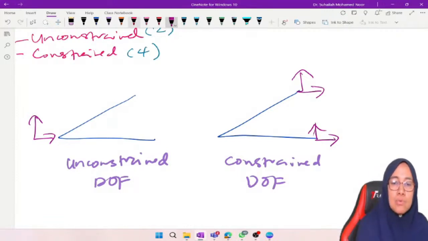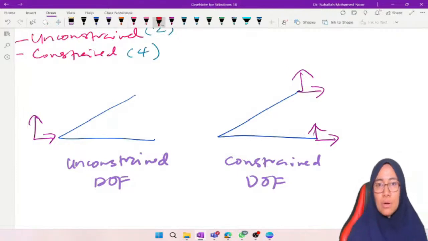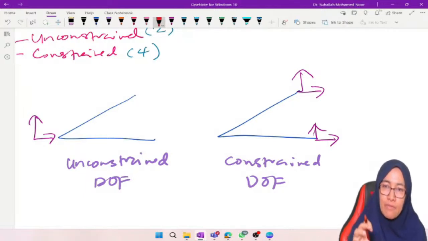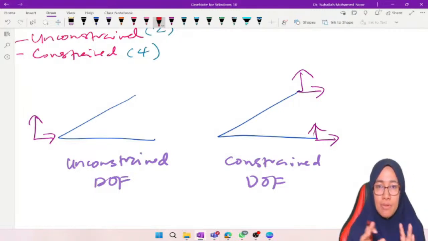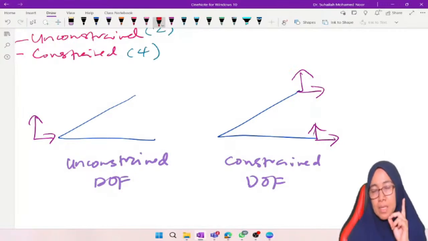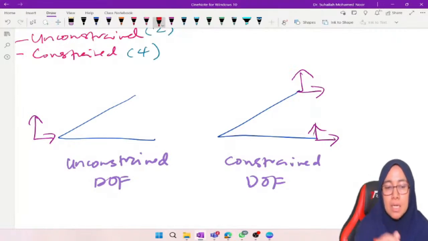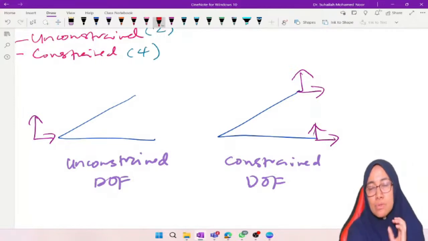Whenever I draw these two separately, unconstrained and constrained, I start with unconstrained, even though the labeling starts from constraint. When I draw, I will draw unconstrained first, then only constraint. Why? Because we will label 1 starting from unconstrained. So now we will label the degrees of freedom from 1 to 6.